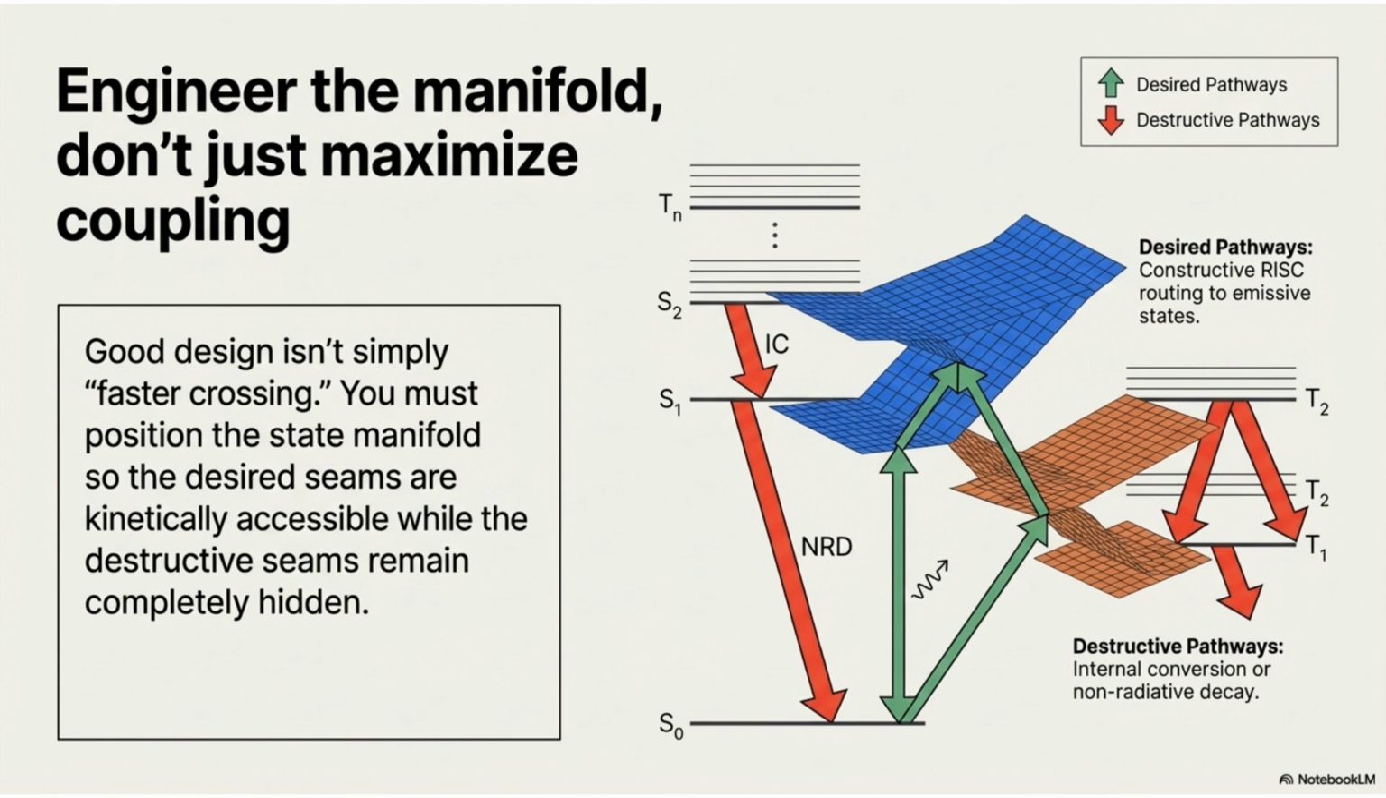Good design requires engineering the manifold, not just maximizing coupling. This means positioning the state manifold so the desired constructive reverse intersystem crossing seams are kinetically accessible, while destructive seams, which lead to non-radiative decay, remain completely hidden.